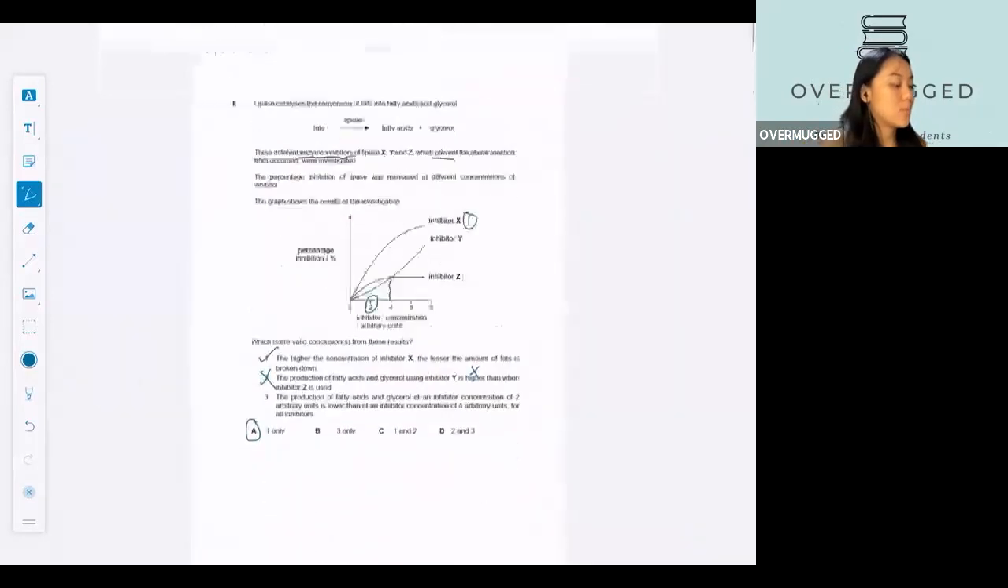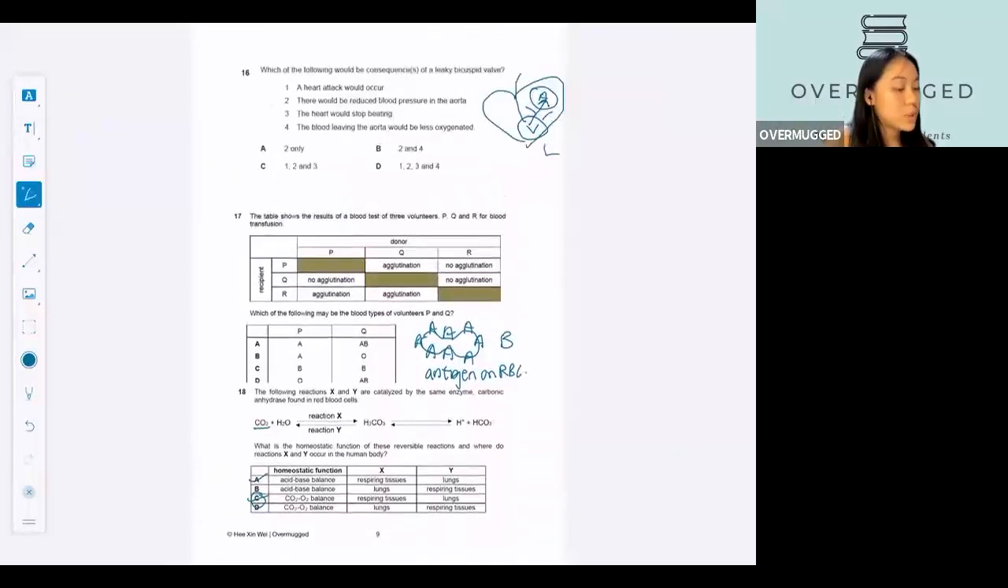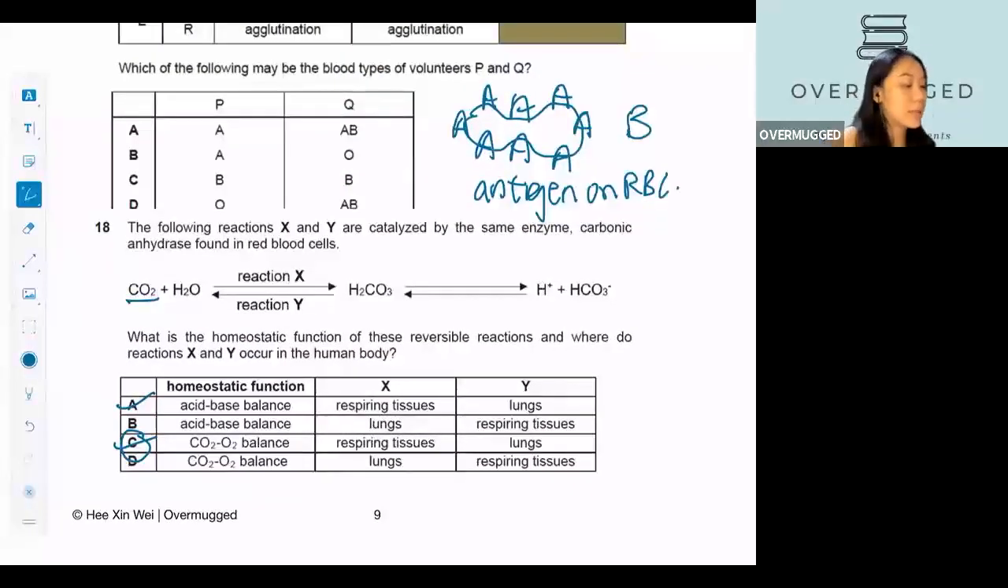Question 18 MCQ. Question 18, just now as I explained, so the reaction X and Y should be quite straightforward, right? You get the CO2 from the respiring tissue, but you want to transport it to the lung. So X has to be the respiring tissue, and then Y has to be lung, because at Y you want to reform the CO2 to expel it. So probably the question here is the homeostatic function. The homeostatic function here is a CO2 and O2 balance because it's about the CO2, not about acid and base.